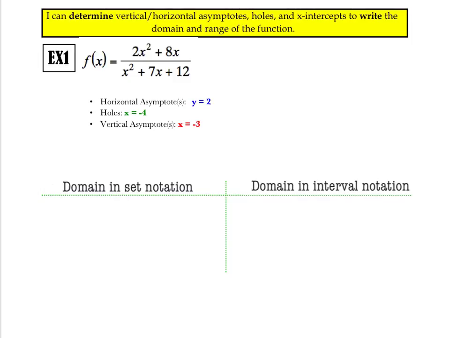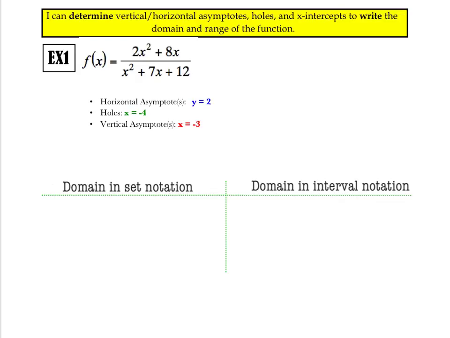Alright, so let's put this whole example together. So we found that there was a horizontal asymptote at y equals 2 because we looked at the largest degree in the numerator and the denominator. We saw where they were the same, so their coefficients formed that horizontal asymptote. We knew there was a hole at x equals negative 4 because that was a discontinuity that canceled out. And then we knew there was a vertical asymptote at x equals negative 3 because that was the discontinuity that remained. So once I've identified all of those, I want to write out the domain in both set and interval notation.